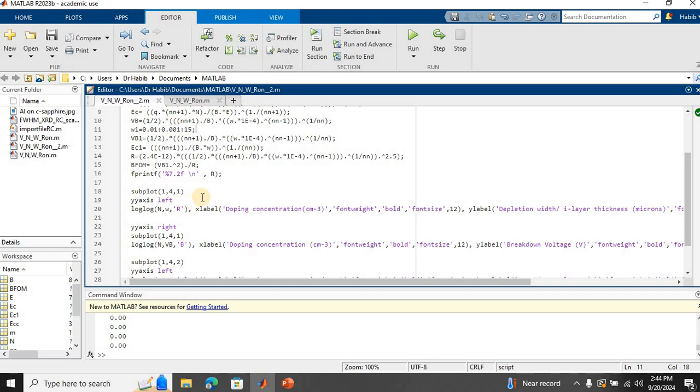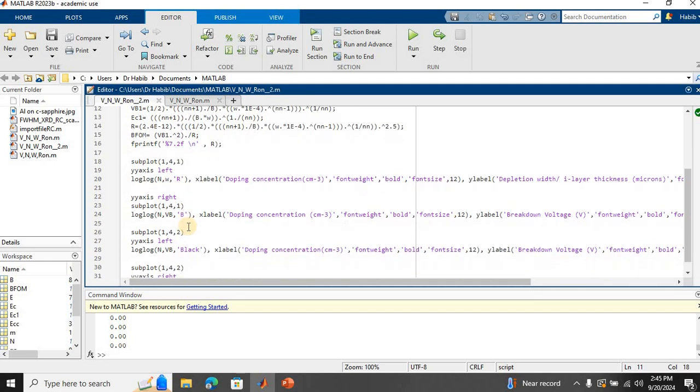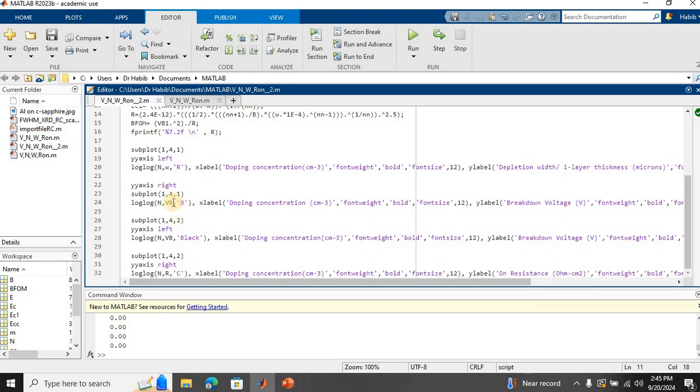Then I have some subsections in order to plot the results. The first subplot gives me the depletion width versus the doping concentration. Similarly, another subplot gives me the, so these lines over here from here to here plot depletion width and breakdown voltage versus doping concentration in the same plot.